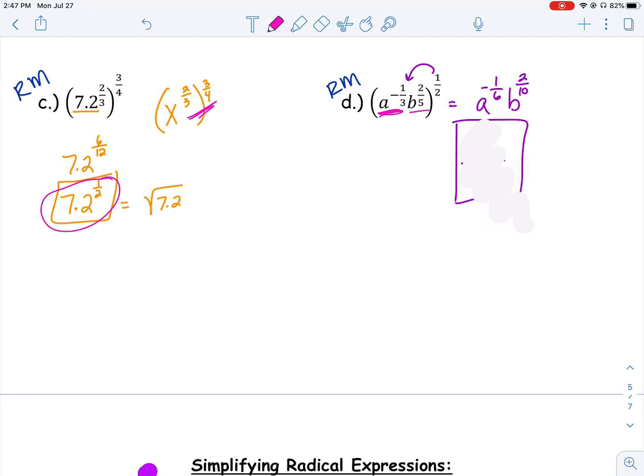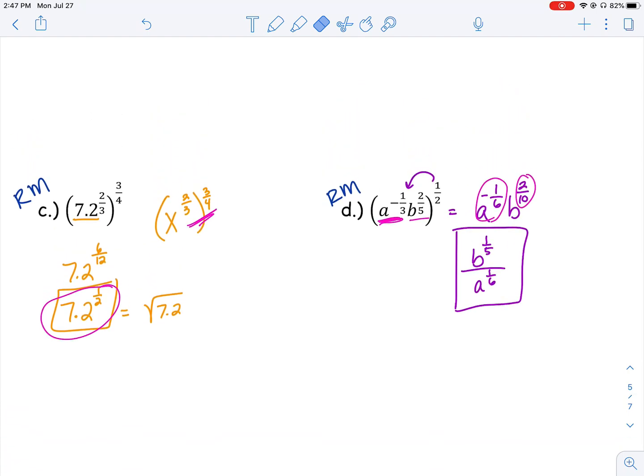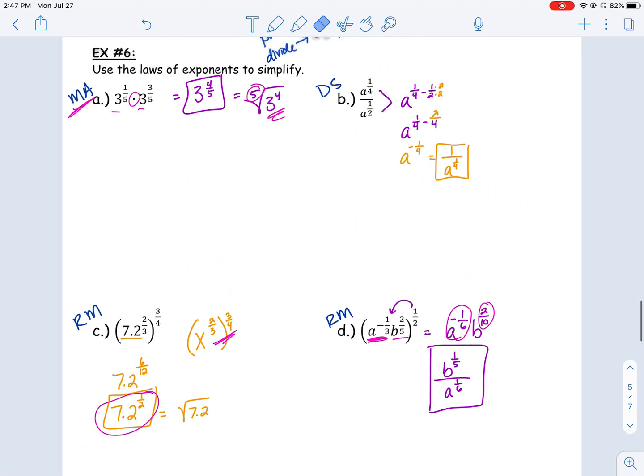Ooh, I don't like the negative exponent, so let's make it positive. And let's reduce this exponent. So my final answer is b to the 1/5 over a to the 1/6. They're not like bases. One's a b and one's an a, so I can't combine them. This is simplified with positive exponents, so this is my final answer on that one. Make sure that you remember your rules for exponents so that you can simplify all different types of exponential problems, even ones with fractional exponents.